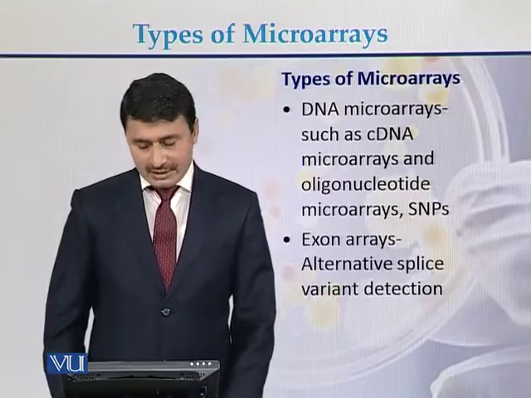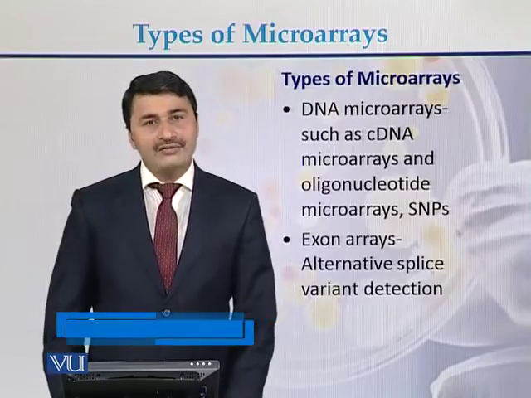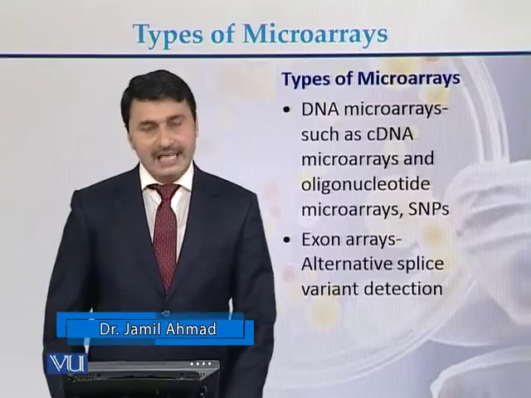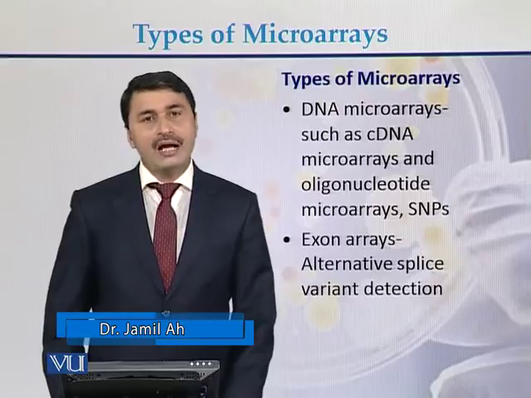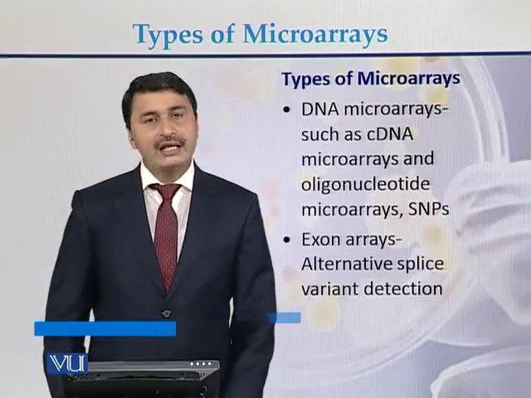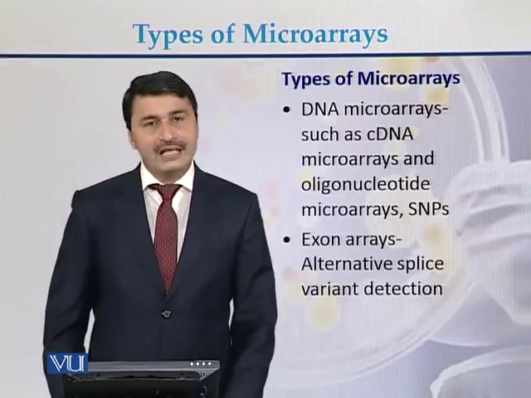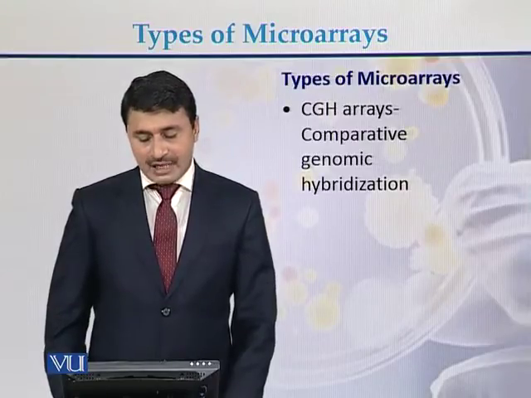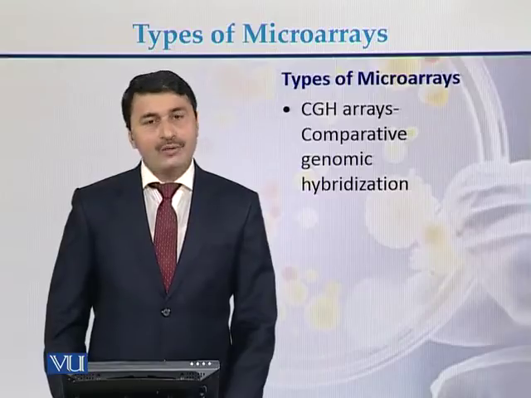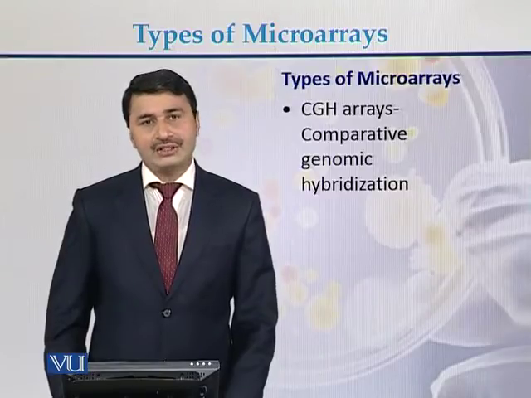Exon microarrays usually help in the detection of alternative splice sites. So with the help of exon microarrays, we can identify the alternative splice site variants. Another type of microarray is called comparative genomic hybridization.